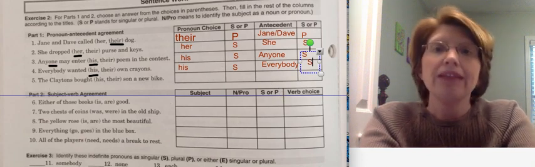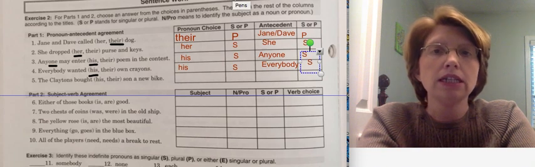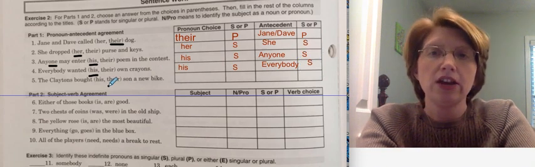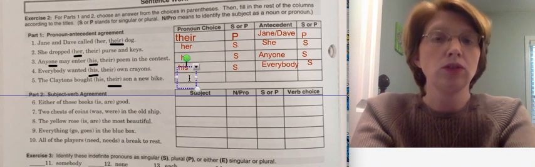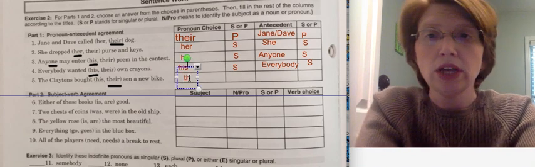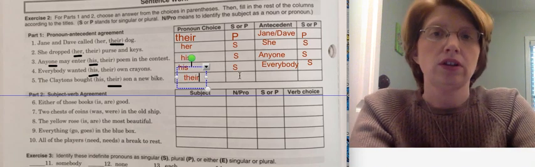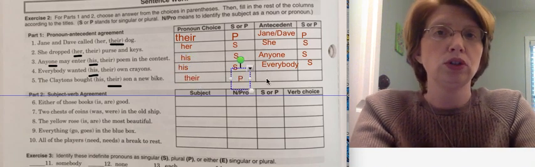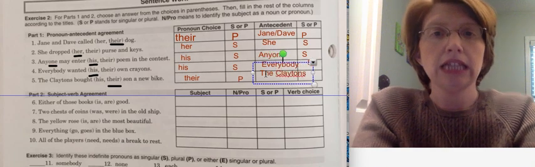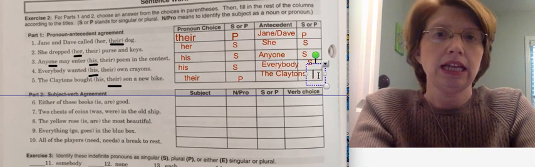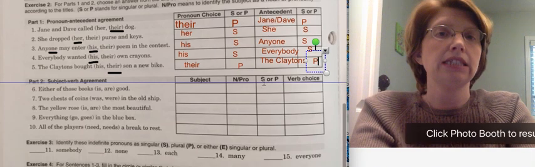Okay. The Claytons bought their son a new bike because we're talking about more than one person. So we're going to choose their. Their is plural, and the antecedent is the Claytons, and the Claytons is plural.